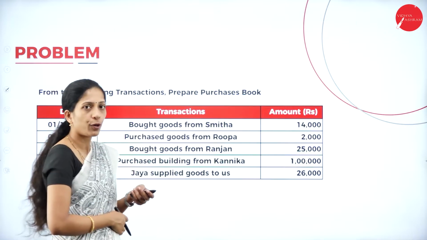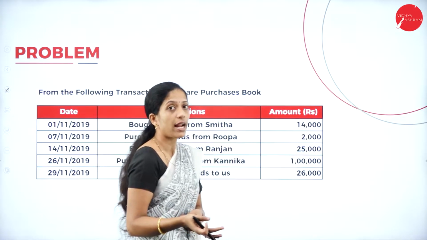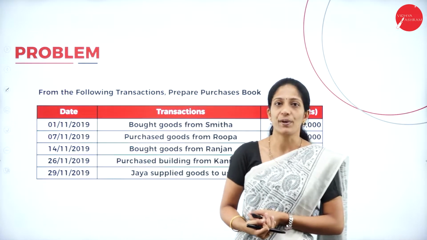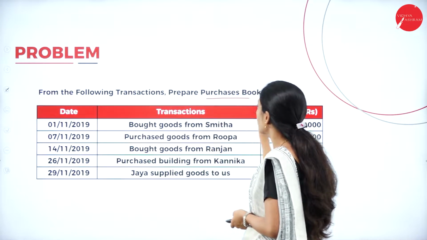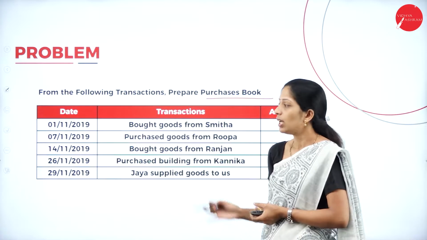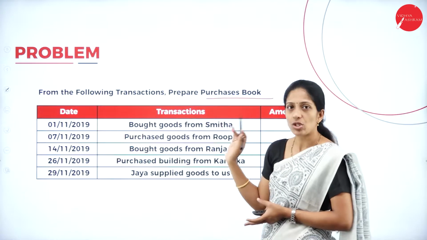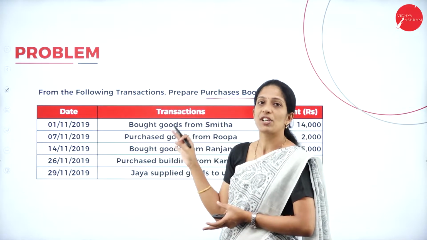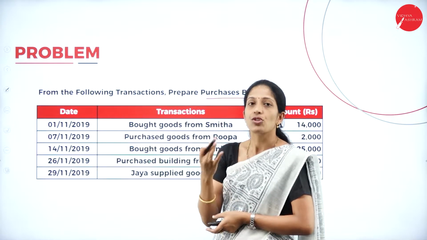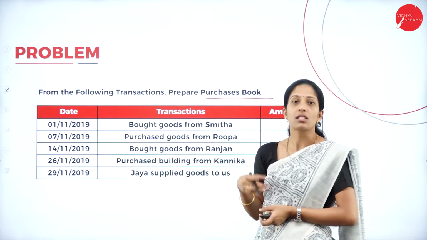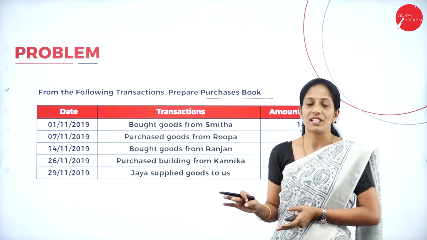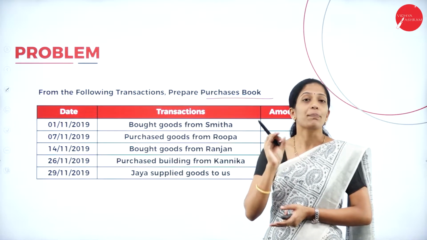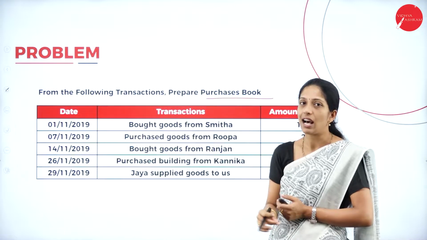Let us go directly through a problem so that you can clearly understand how we have to prepare the purchases book. From the following transactions, prepare the purchases book. Now we have to identify whether these transactions have to be recorded in the purchase book or not. Why do we have to see that? Because only credit purchase of goods will be recorded and no cash purchase, and only credit purchase of goods, not any other assets.